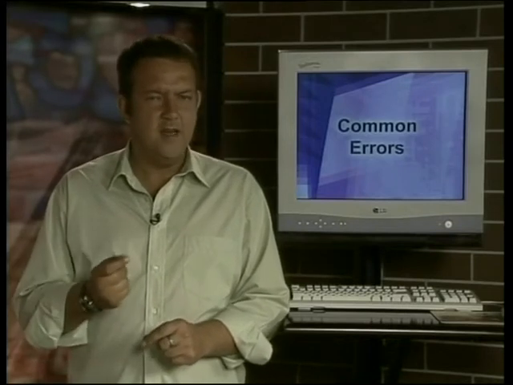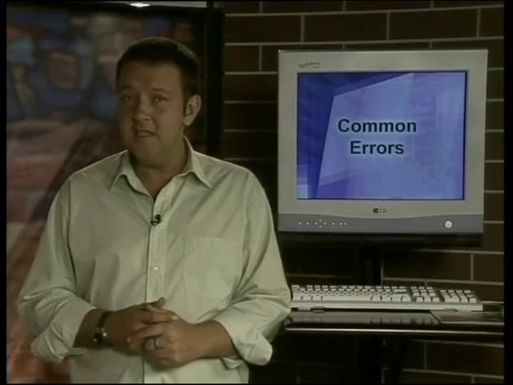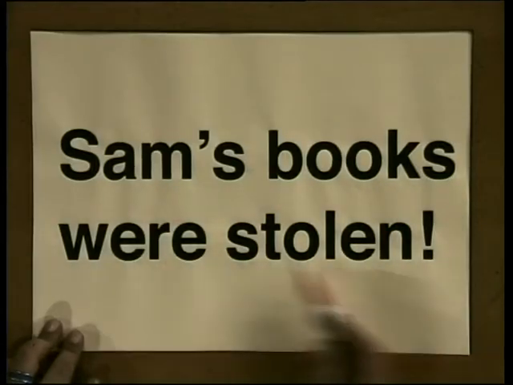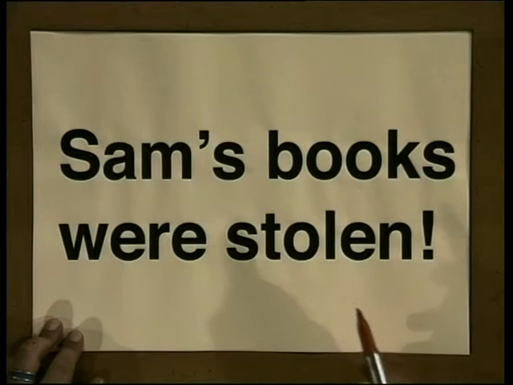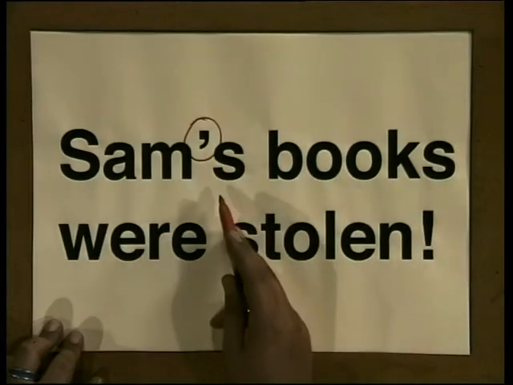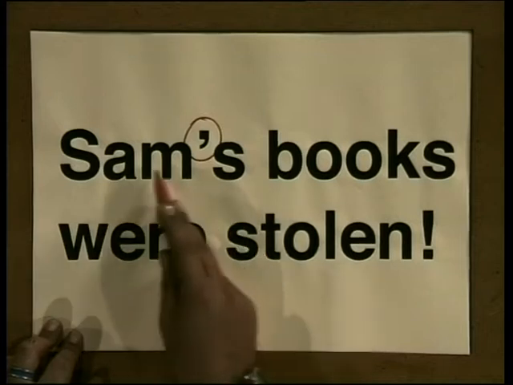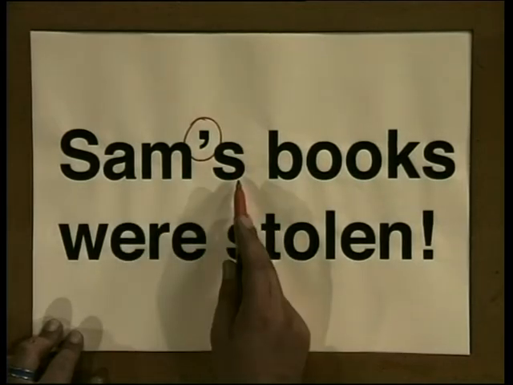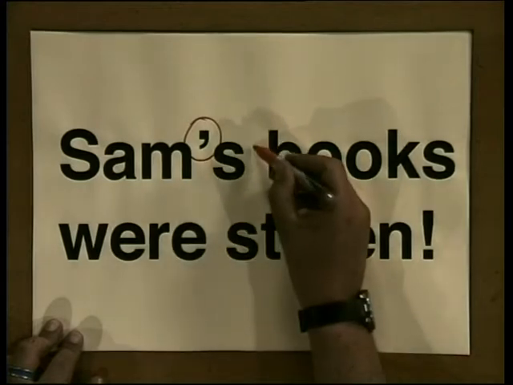What is an apostrophe? Can you identify one? Let's look at an example. I've made up an example we can look at. Here it is. Sam's books were stolen. So the apostrophe is this. Small comma. Look at it. It's written at a level just above the letters and usually between two letters or just after the final letter of a word over there. Okay, so that's what an apostrophe looks like.